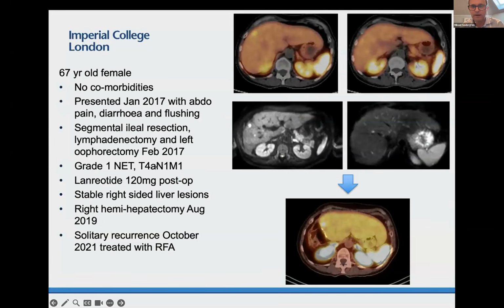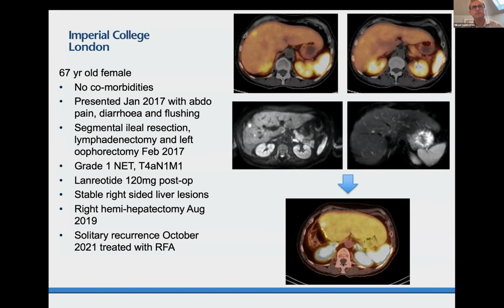This is another example of a patient I think I operated on in 2017 to start off with. She's a 67-year-old female who was very well, presented with abdominal pain, diarrhea, flushing. She had a small bowel primary, so she had a segmental ileal resection and lymphadenectomy. She also had a left oophorectomy that was not involved with a neuroendocrine tumor. But she was found to have postoperative liver disease. So she had a stable right-sided liver lesion for which she had lanreotide for a period of time.